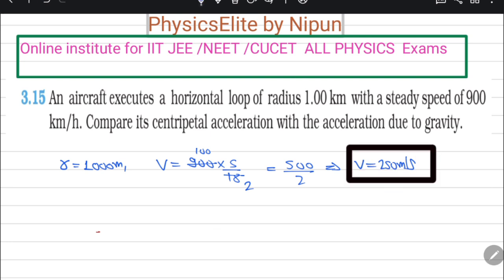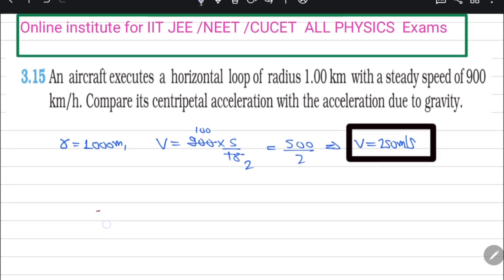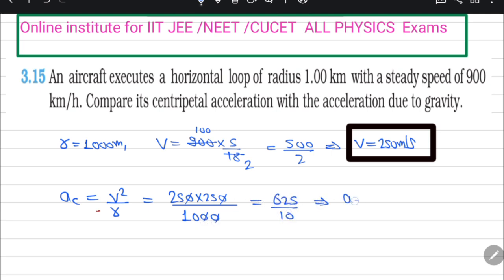250 meter per second. Compare its centripetal acceleration with the acceleration due to gravity. So centripetal acceleration is v square by r. V square is 250 into 250, divided by radius 1000 meter. So 25 into 25, 625 divided by 10. This comes out to be centripetal acceleration is 62.5 meter per second square.